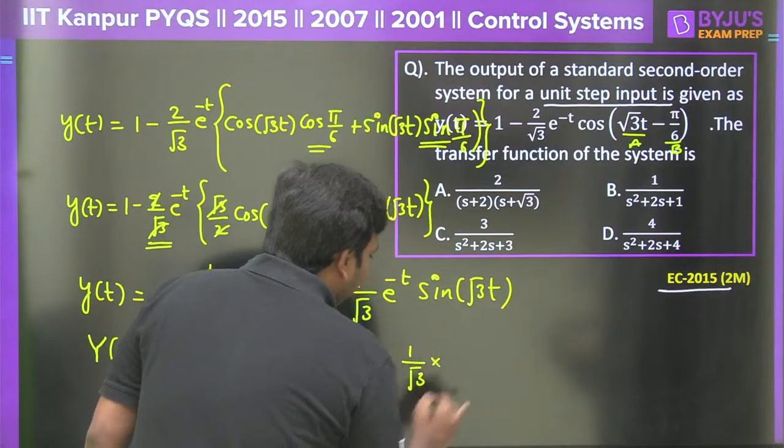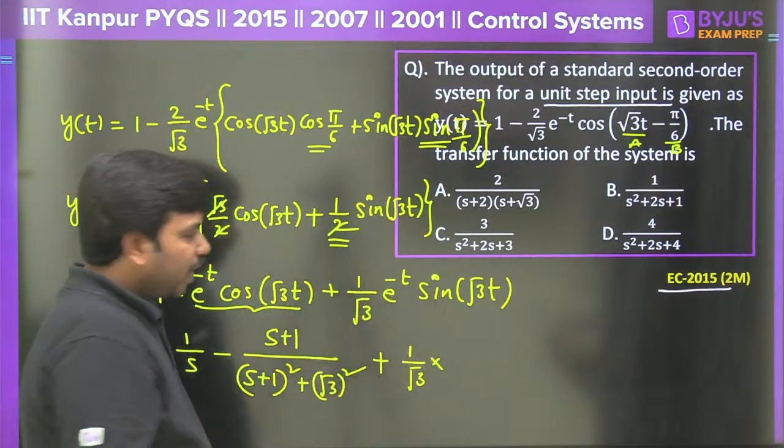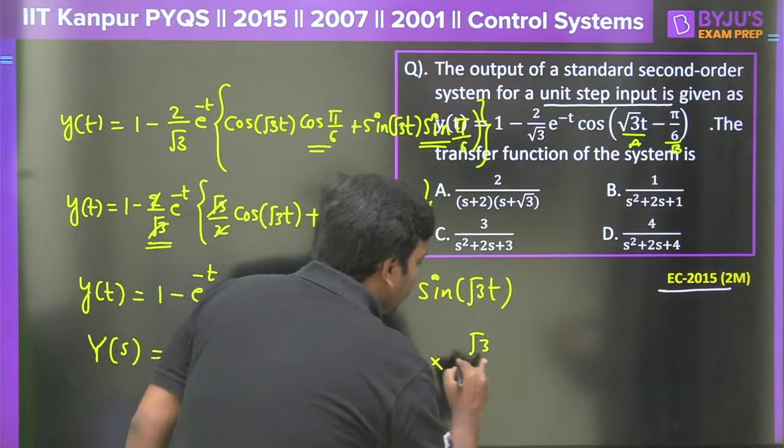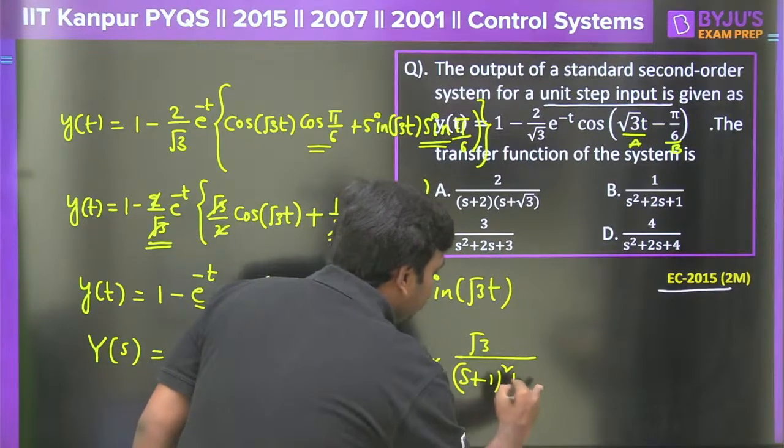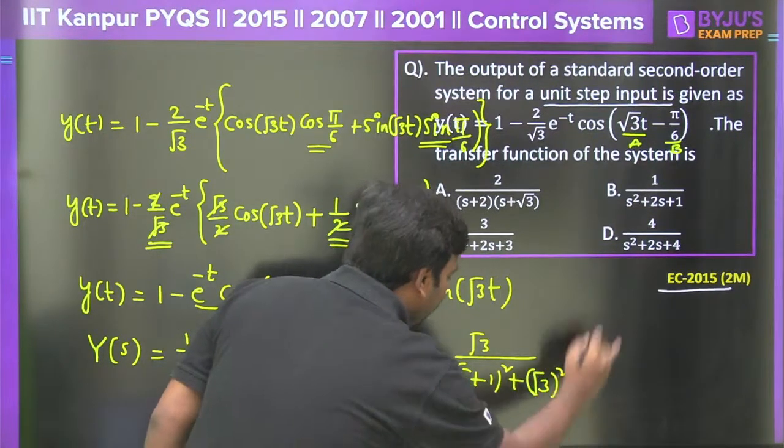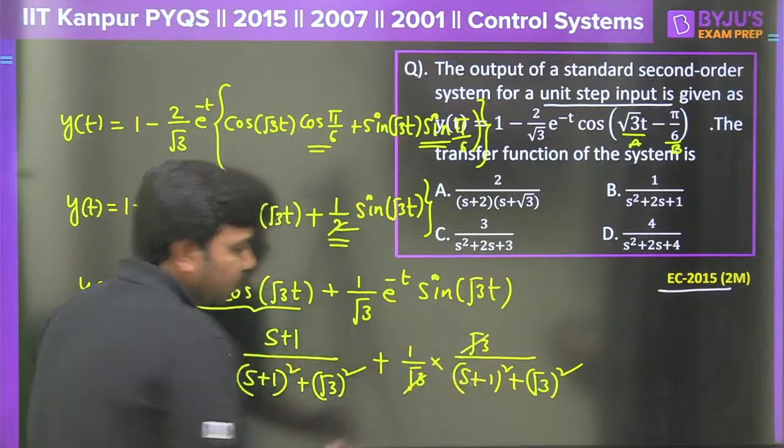I appreciate, right? And e power minus t into sine omega t, so that is omega. So root 3 divided by what will be there here? So this is going to be (s plus 1) whole square plus root 3 whole square here. Correct? Of course, root 3 will be out.